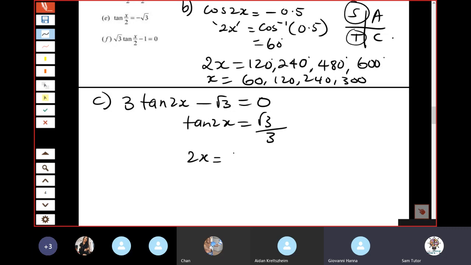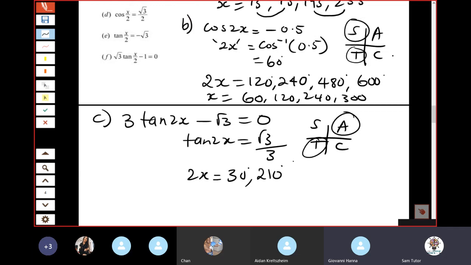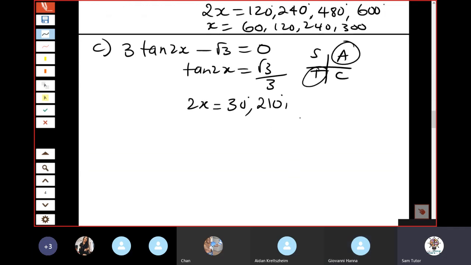30. Beautiful. And then we draw the all stations to central, and it'll be where A and T are. 180 plus 30 would be 210. And then what must you do as an extra now? You add 360 to both of them, and you divide each one by 2.